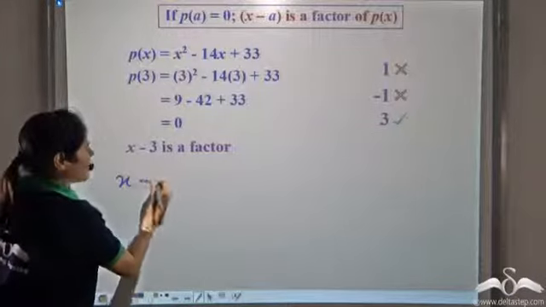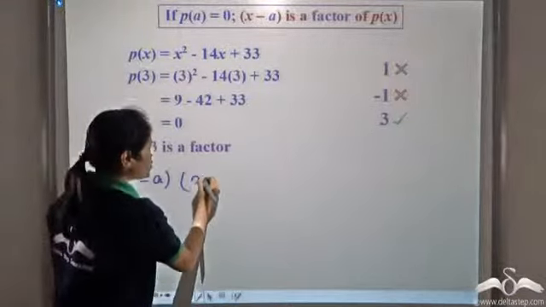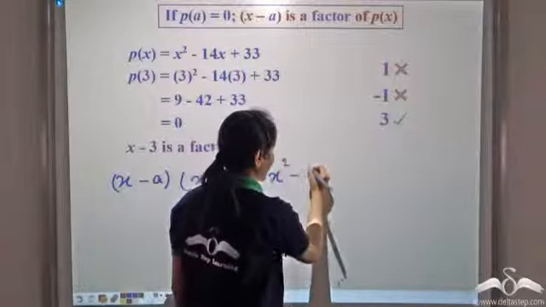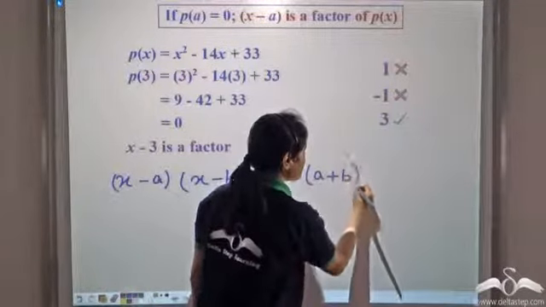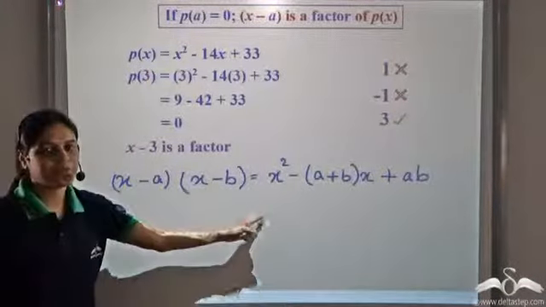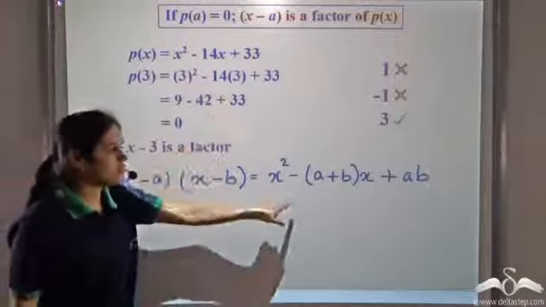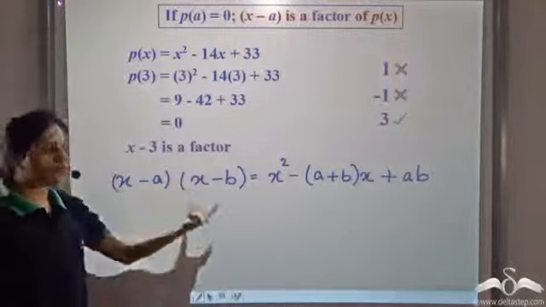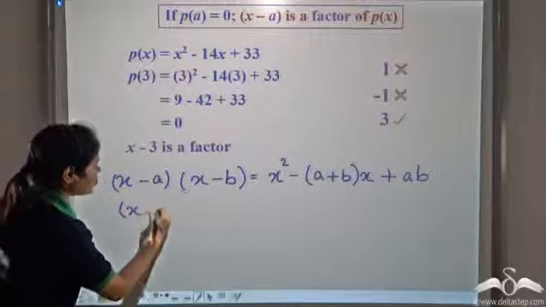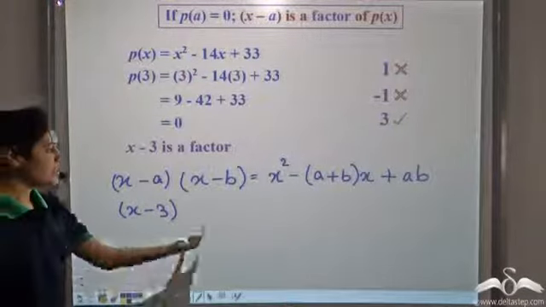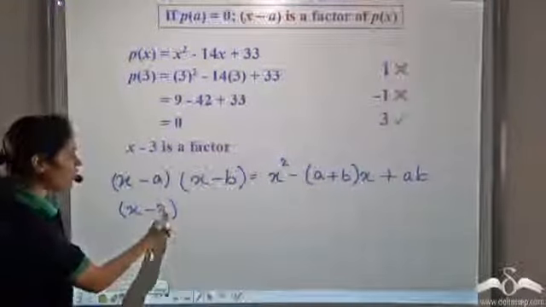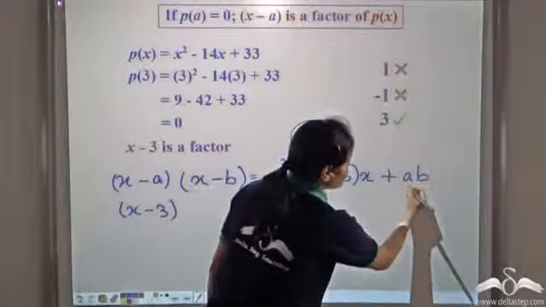Now, we had (x minus a) into (x minus b) as x square minus (a plus b) into x plus ab. This is what we had. So we compared this expression to the right hand side. We'll have two factors of the form (x minus a) into (x minus b). We have already got one factor as x minus 3. We need a second factor. That is, we need to find b. We have already got a. The last term is ab.